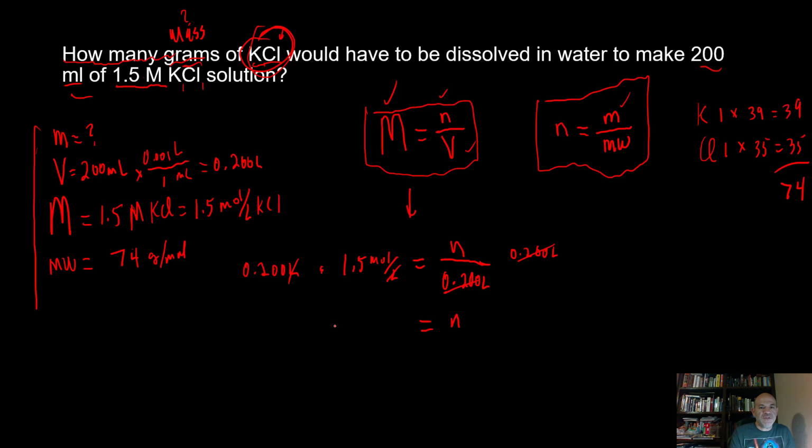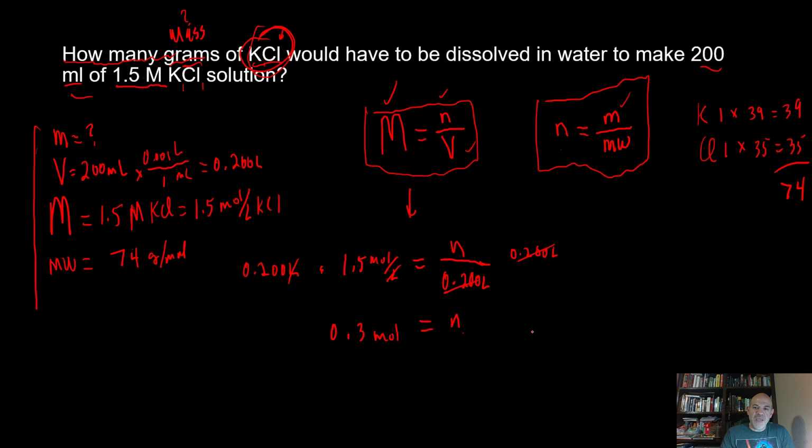And that gives 0.3, and the units are going to be moles. Okay. So now, let me double check my calculation. Yeah, it's like 2 times 15 is 30, but the decimal moves, right? So now I have n, and I can plug in there.